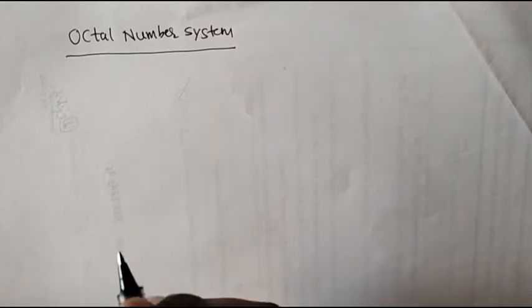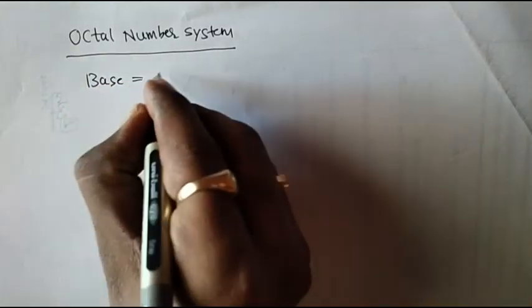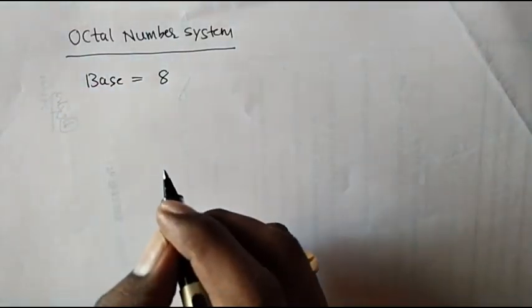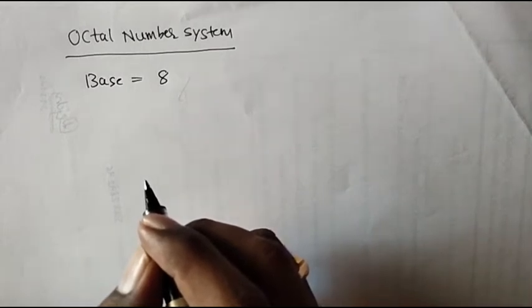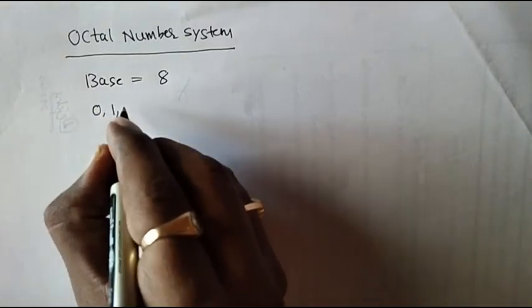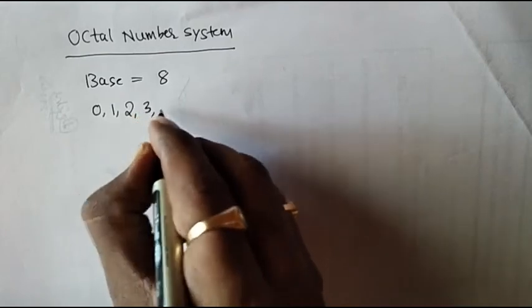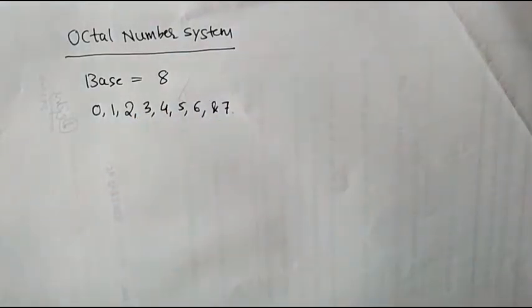Let us study octal number system. The base of octal number system is 8. That is, it has 8 symbols. The octal number system has 8 possible numbers from 0 to 7. It means it consists of 8 symbols. Those are 0, 1, 2, 3, 4, 5, 6 and 7.